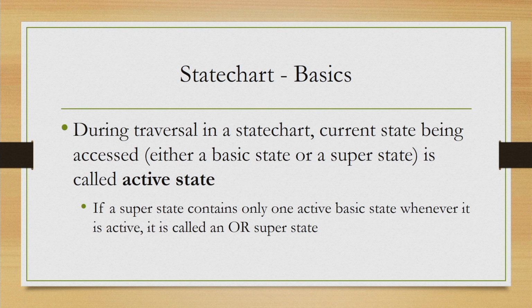Now, state transition networks are meant for transitioning from one state to another, which is called state traversal. During the state traversal in a state chart formalism, the current state being accessed, either a basic state or a superstate, is called active state. Now, if a superstate contains only one active basic state at a time, whenever it is active, it is called OR superstate.